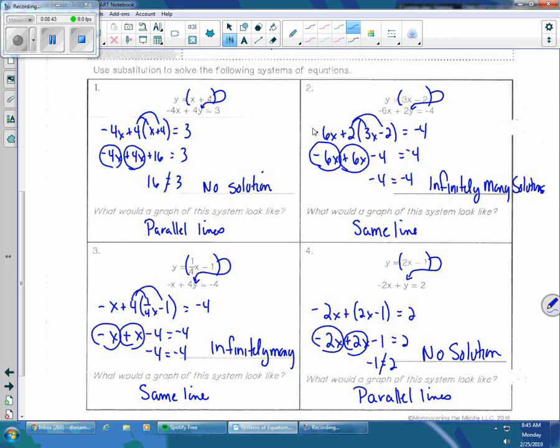If the variable terms drop out and you're left with a statement that is true, that means infinitely many solutions. Whatever ordered pair makes one equation true will also make the other equation true. If I graph the system, it's going to look like I just have one line, or one line is going to be graphed right on top of the other line.